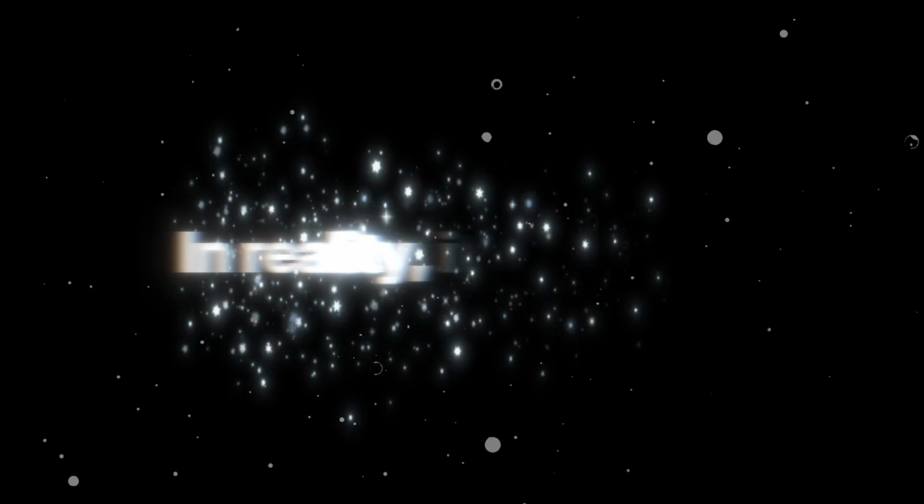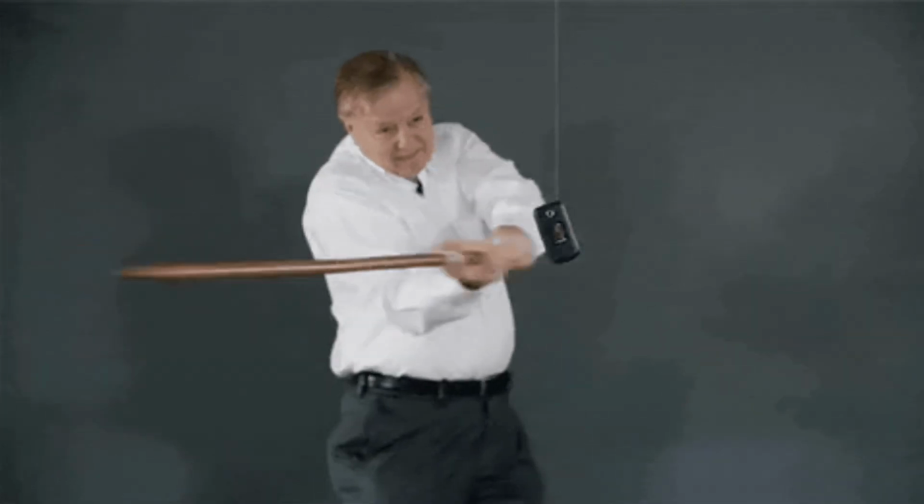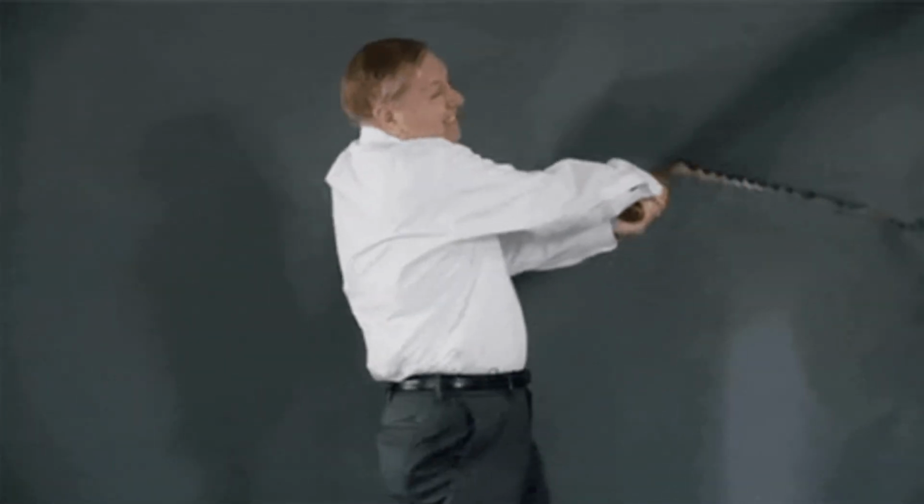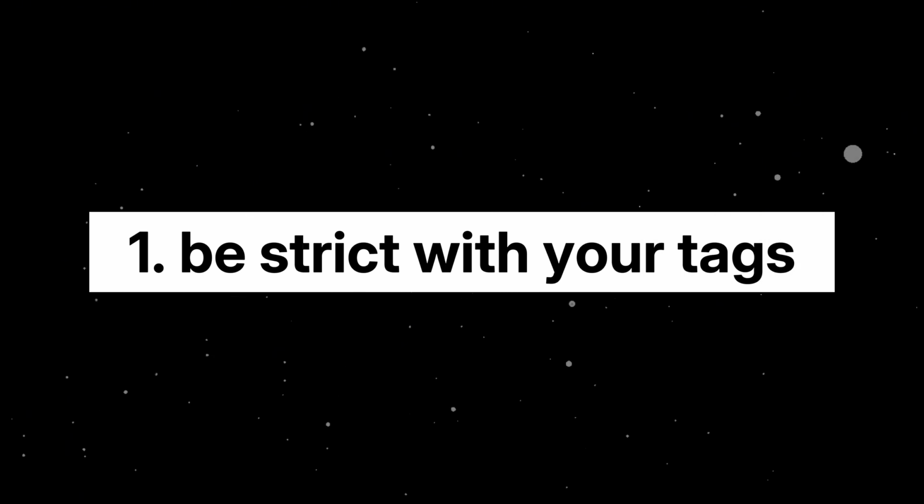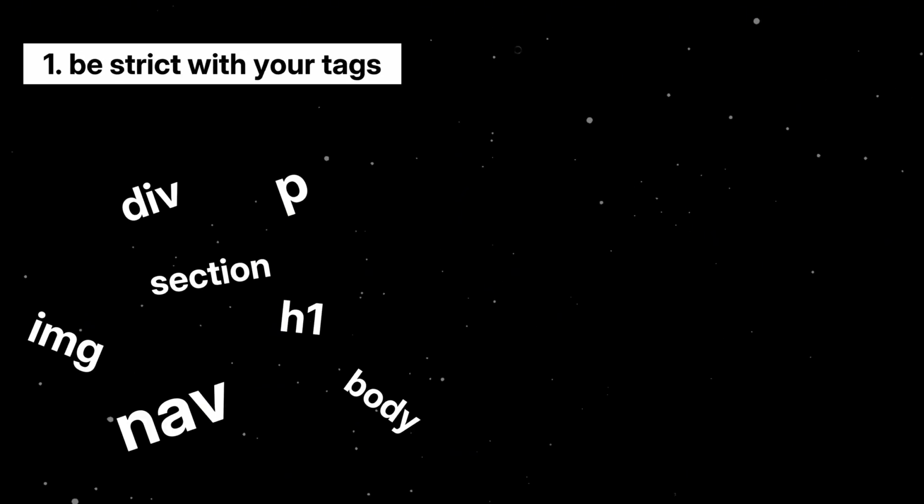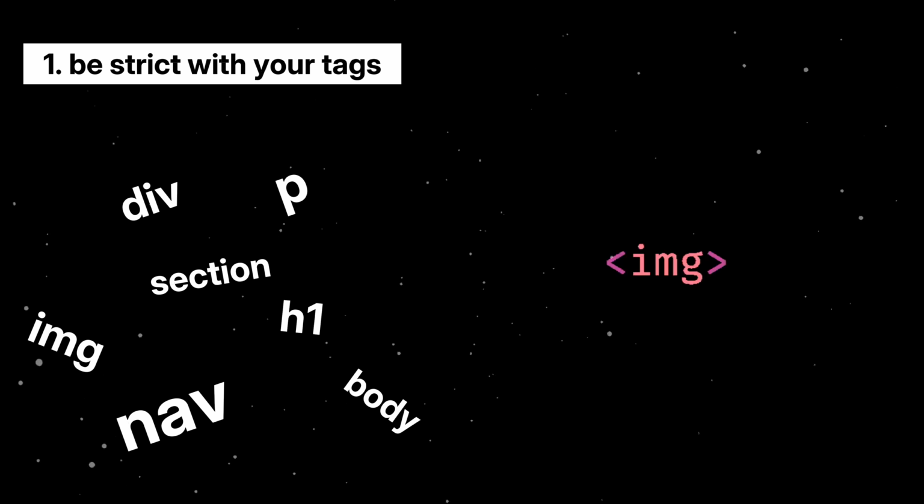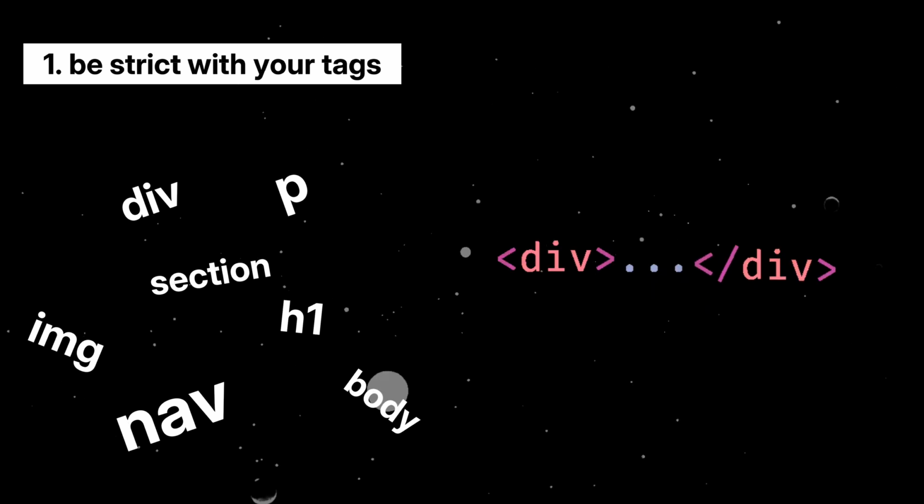At first glance, JSX looks like HTML. In reality, its strictness may easily break your code if you are not careful. So the first rule is simple. Just be strict with your tags and you will be fine. The rule consists of always closing tags, including self-closing ones like img, or wrapping tags like divs.